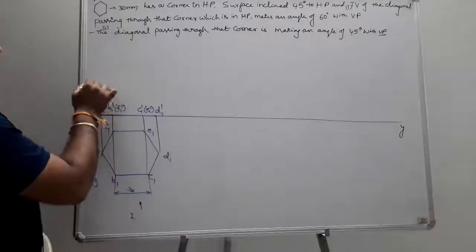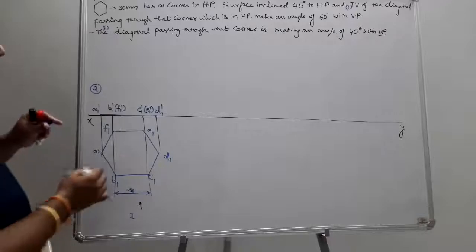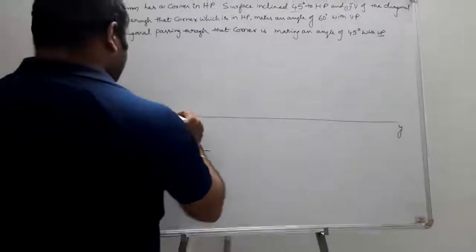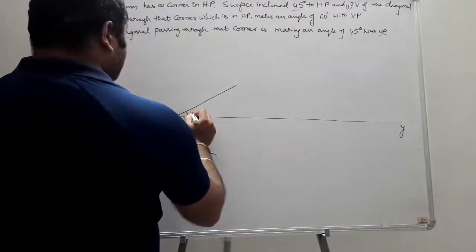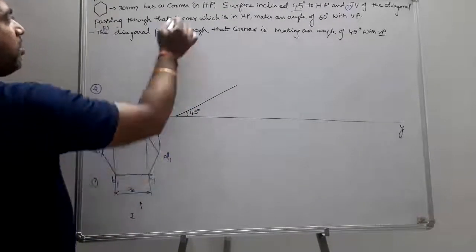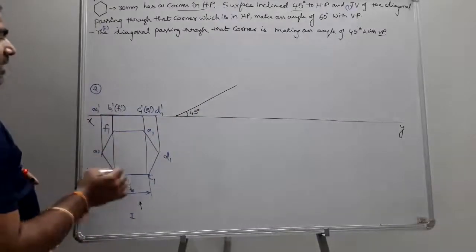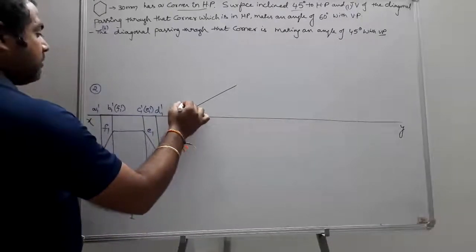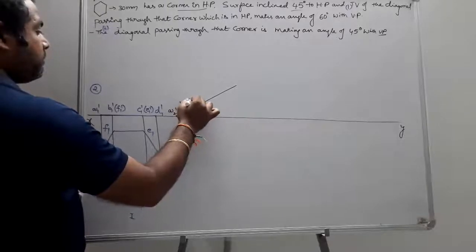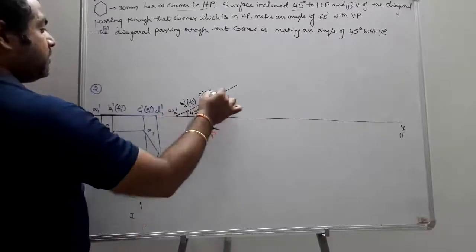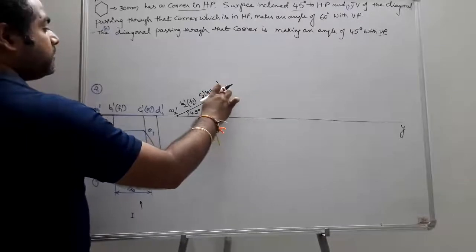This is step 2. Next, in stage 2, always consider the surface inclination. What was the surface inclination? 45 degrees to HP. Now simply draw a line at 45 degrees and reconstruct the obtained front view on this line such that one of the corners is in HP. The corner, I consider A. So this is A2 dash, and this is B2 dash of F2 dash, C2 dash of E2 dash, and it is D2 dash.